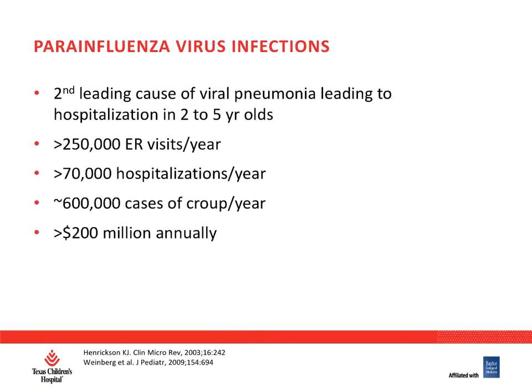Parainfluenza virus infections are thought to be the second leading cause of viral pneumonia that can lead to hospitalization, again, mostly in young kids, 2 to 5 years of age. Parainfluenza virus infections result in more than 250,000 ER visits per year, more than 70,000 hospitalizations per year, and probably at least 600,000 or so cases of croup, again, resulting in more than $200 million in healthcare costs on an annual basis.